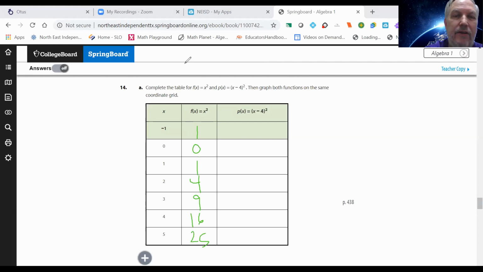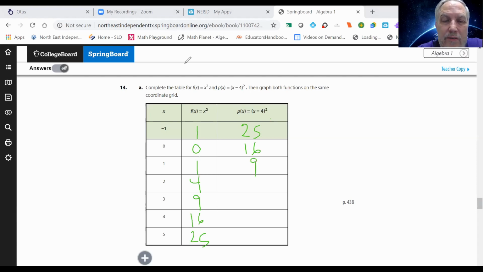So let's go ahead and do the -4. We have -1 minus 4, which is -5. -5 squared is 25. 0 minus 4 is going to be -4. -4 squared is 16. 1 minus 4 is -3. -3 squared is 9. 2 minus 4 is -2.